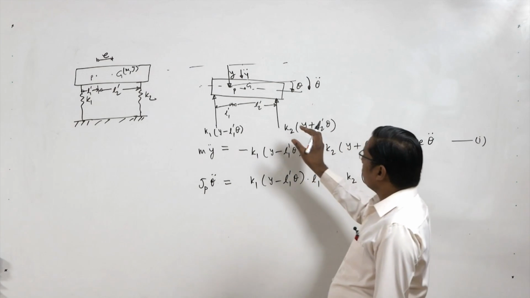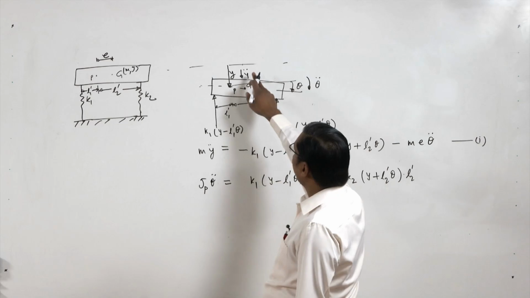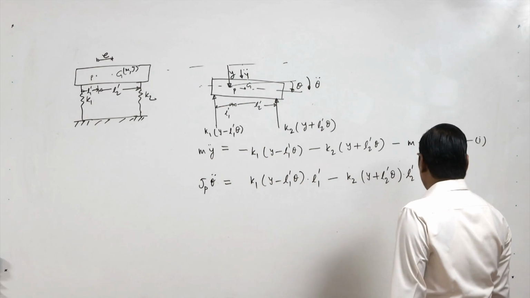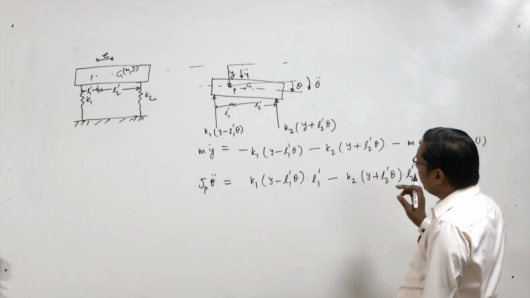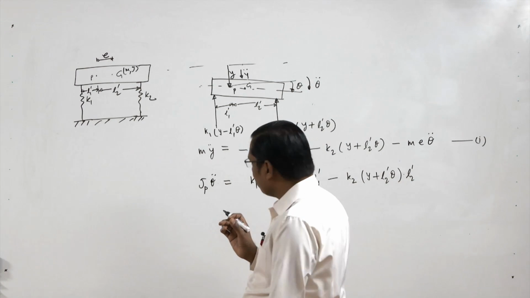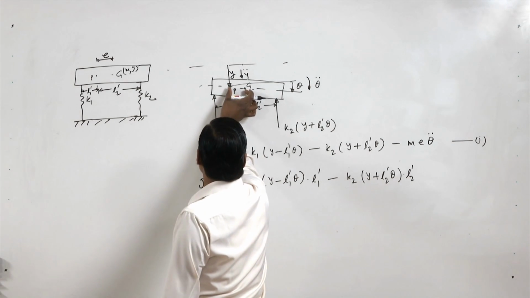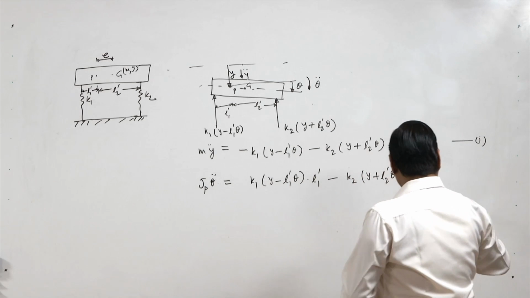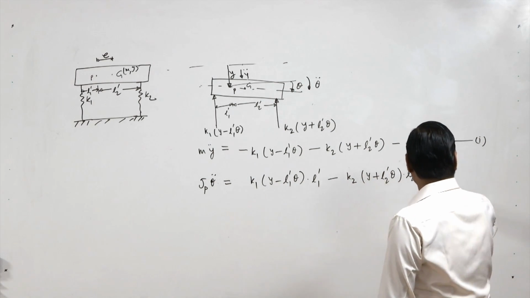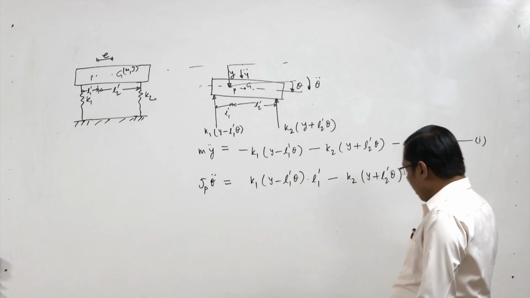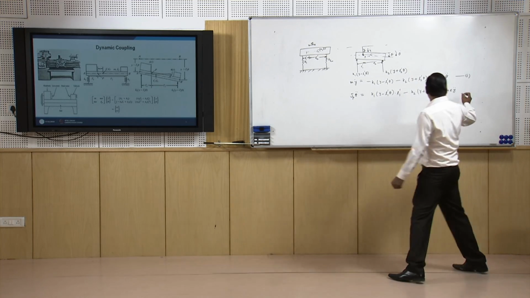Again there will be an inertia moment due to the degree of freedom y double dot. That moment will be m y double dot, the inertia force, into e, because this is the distance between these two points. So the moment is minus m e y double dot. Now we get equation 2.